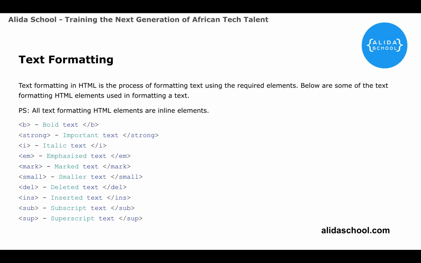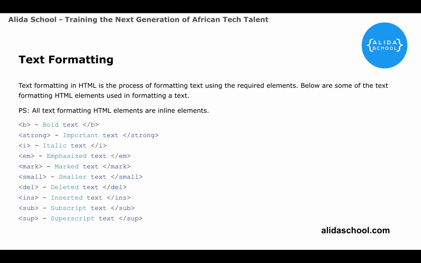Welcome to this slide. Have you ever used any text editing software like Microsoft Word, WPS, etc.? You would have come in contact with a situation where you want to make a particular text highlighted, increase the font size, make it bold, make it italic, or underline it. In this slide, we'll talk about text formatting, the process of formatting text using the required elements. And in HTML, you are provided with certain elements that allow you to achieve the same feat as text editing software.